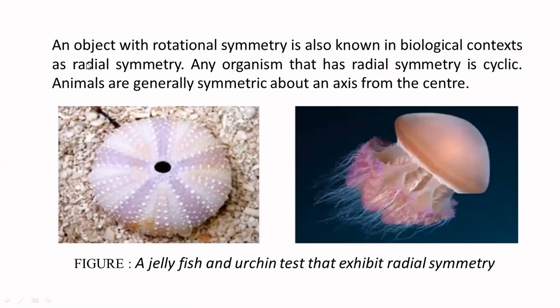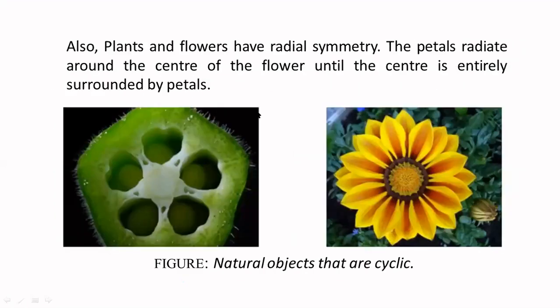You can see that jellyfish and urchin tests exhibit radial symmetry from the center. An object with rotational symmetry is known as radial symmetry in a biological context. Any organism that has radial symmetry is cyclic. Also, you can see plants and flowers have radial symmetry. These are natural objects that are cyclic.